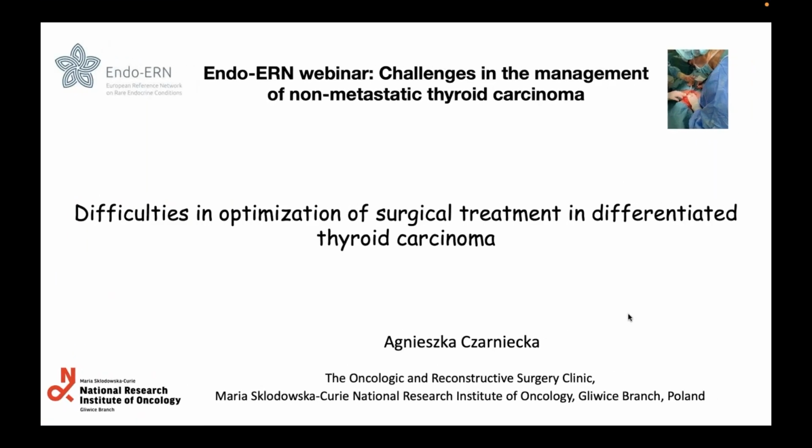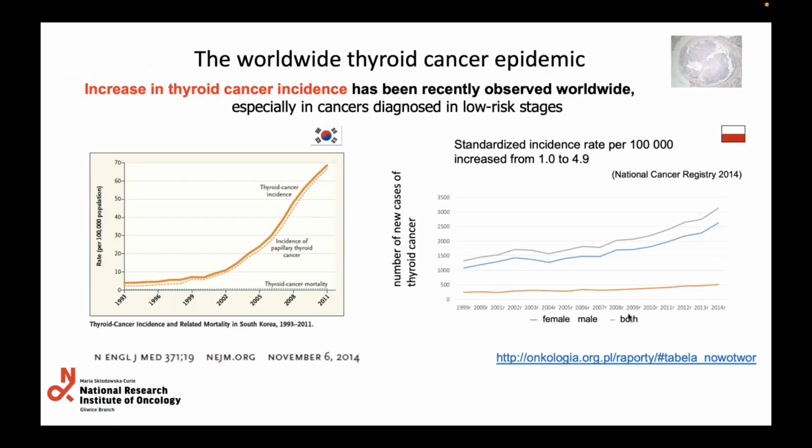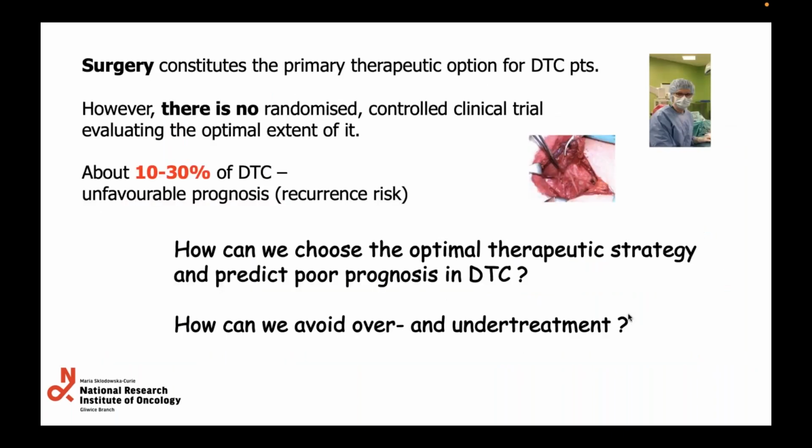Good afternoon, everybody. Thank you very much for the invitation and giving me the possibility to discuss these difficulties in optimization of surgical treatment in differentiated thyroid cancer. As we well know, today we can observe a so-called thyroid cancer epidemic, but the increase in thyroid cancer incidence has been especially observed in low-risk cancer groups. Surgery is still the primary and main therapeutic option in differentiated thyroid cancer. However, due to the lack of randomized controlled clinical trials, the discussion about the optimal extent of surgery is still open.